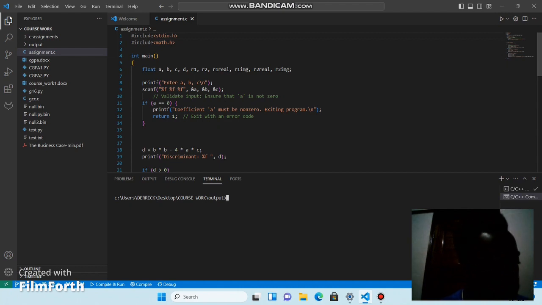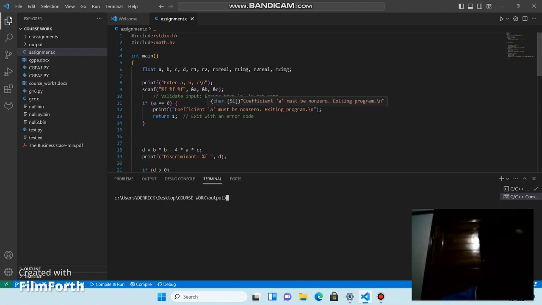Then, as our question was saying that the program should prompt the user to enter the coefficients, remember we're handling floats, so we first write float a, b, c, d. D is the discriminant. Let us not forget that d is the discriminant. R1 is root 1, R2 is root 2. I'll explain what R1 and R2 really mean later.